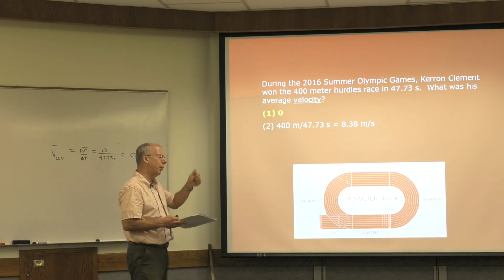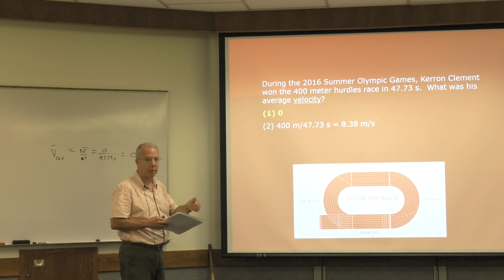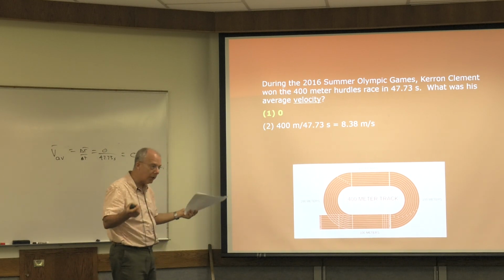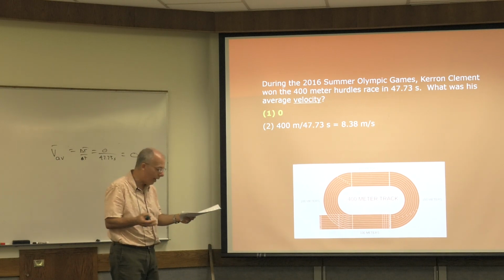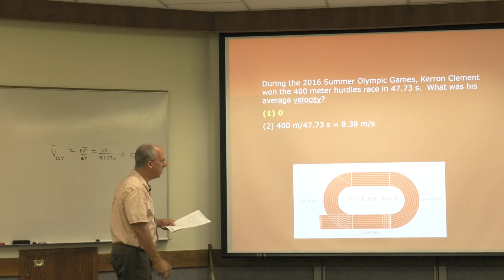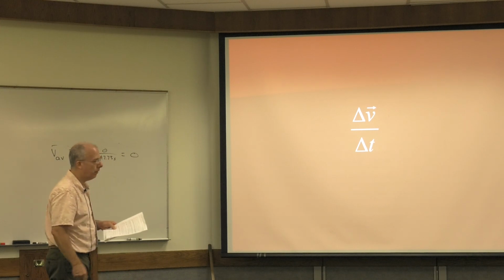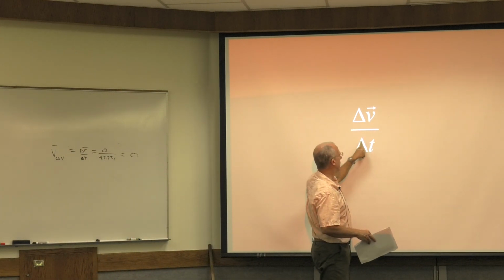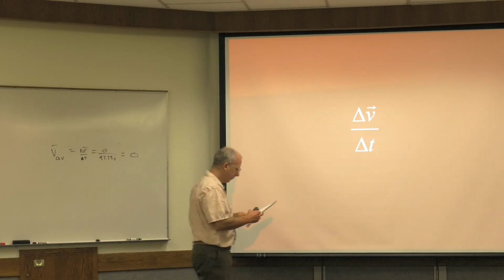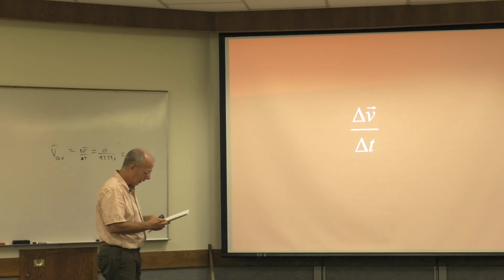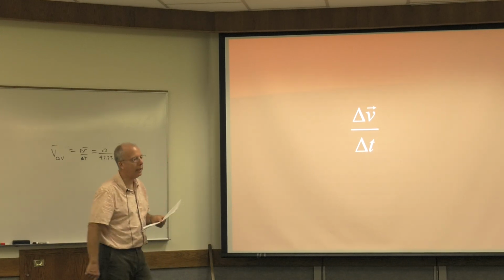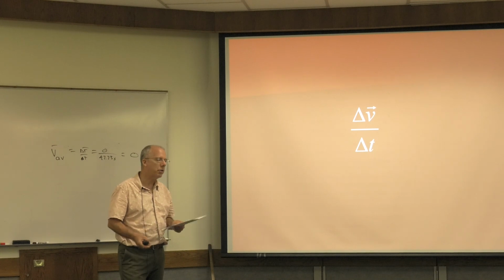Okay, so we've talked about position. We've talked about velocity. Well, what if the velocity is changing? I mean, that happens all the time, right? Sure, of course it does. So if the velocity is changing, we have the change in velocity divided by the change in time. Okay, now how can that change? How can the velocity change?